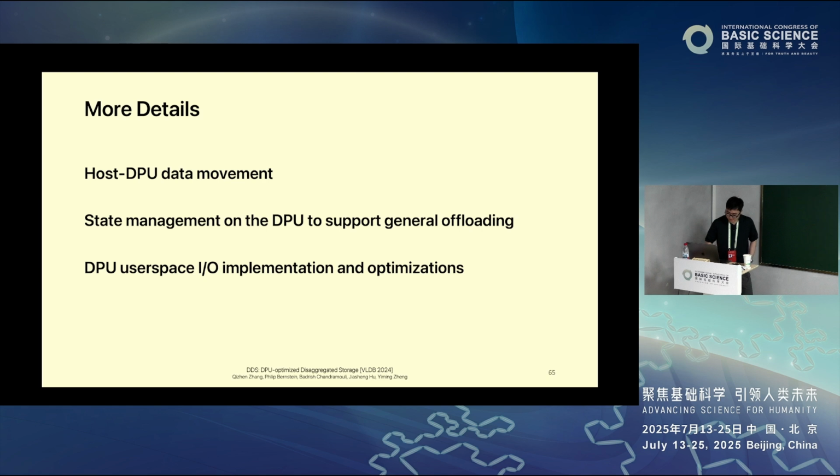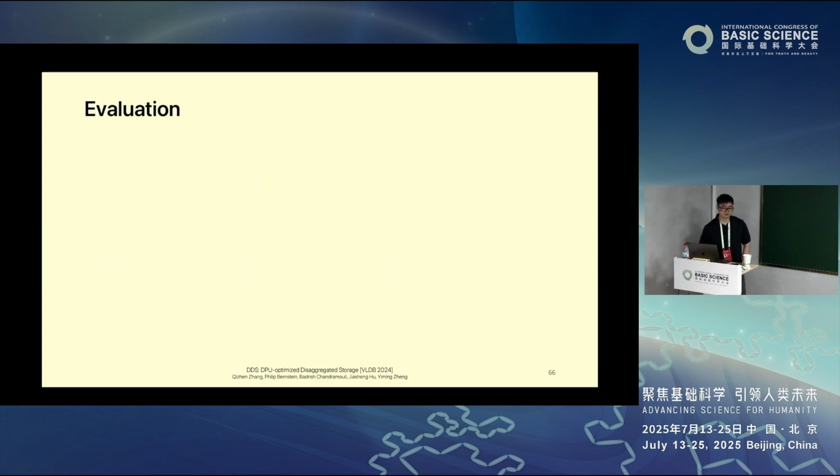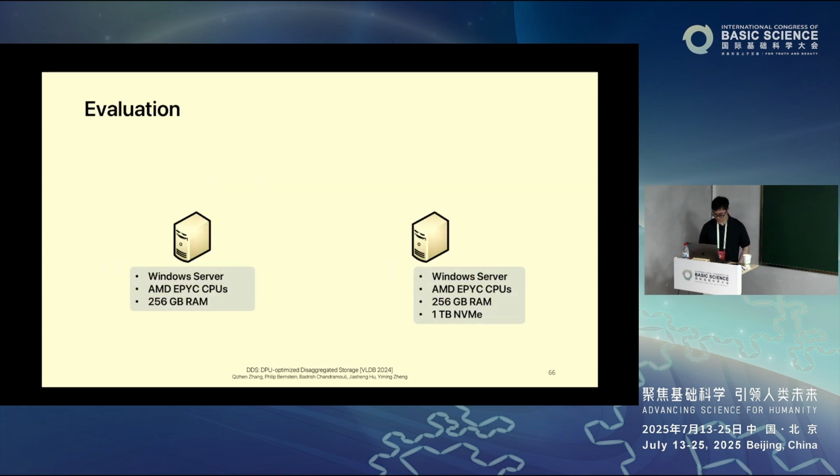Our paper, which was published at VLDB last year, a top conference in databases, has more details about our system: how we exchange messages between the host and the DPU, how we maintain state on the DPU to support general offloading, and how we build this user space I/O, including the TCP/IP stack and the file service. Please refer to our paper if you're interested. I'm going to quickly show some results.